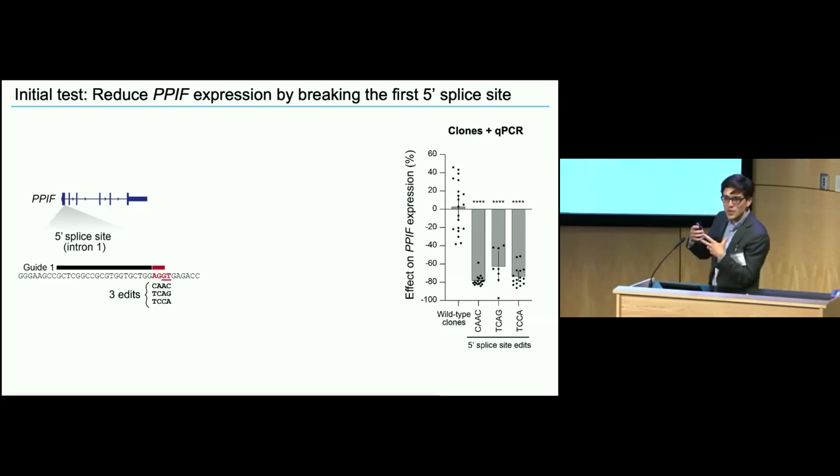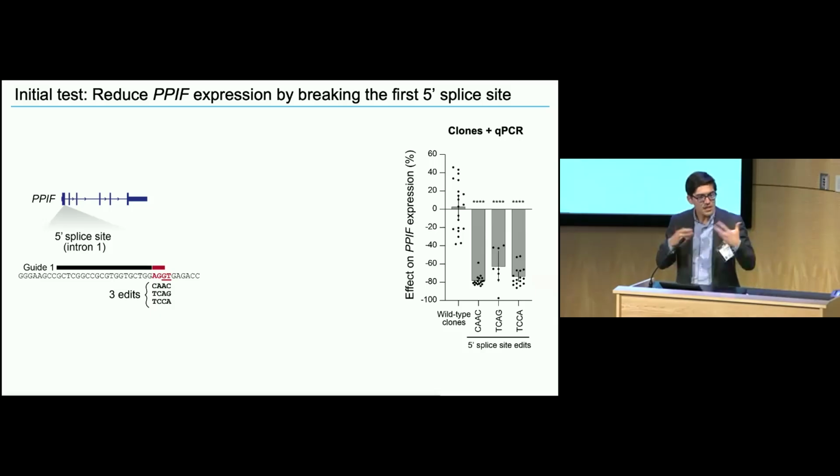And so first, we did this the old-fashioned way. We introduced each of these pegRNAs one at a time into cells, picked clones, isolated and grew up those hundreds of clones, and measured their effects by qPCR. And indeed, each of these edits decreases expression of PPIF by about 80% compared to many wild-type clones. Although you can see that each of these dots is a clone, there's quite a bit of variability, which is just the amount of variation that's introduced when creating clones of this particular cell line.